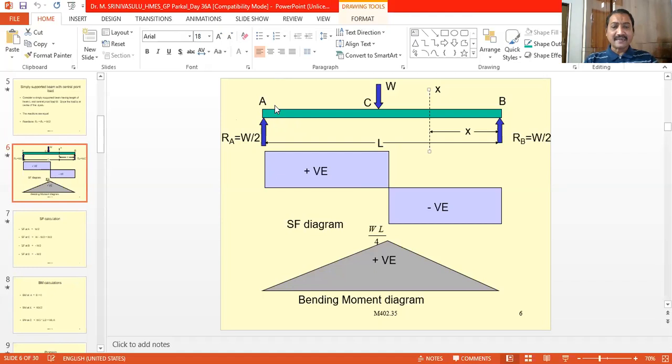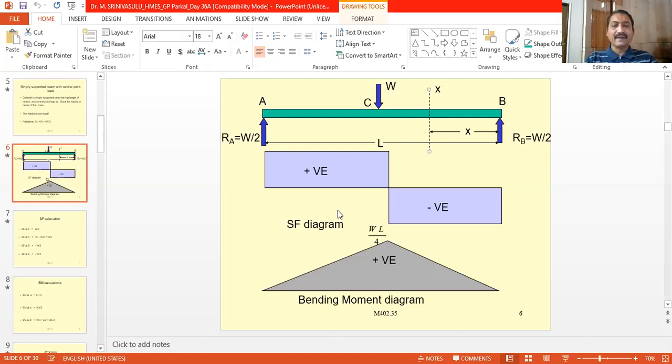So here also, by considering the algebraic sum of the forces acting to the right of the section, we got plus W by 2. And even if we consider the forces acting to the left of the section, the shear force also equals plus W by 2. Therefore, we can consider only one side, whichever is convenient. So the shear force acting at point A is equal to plus W by 2.